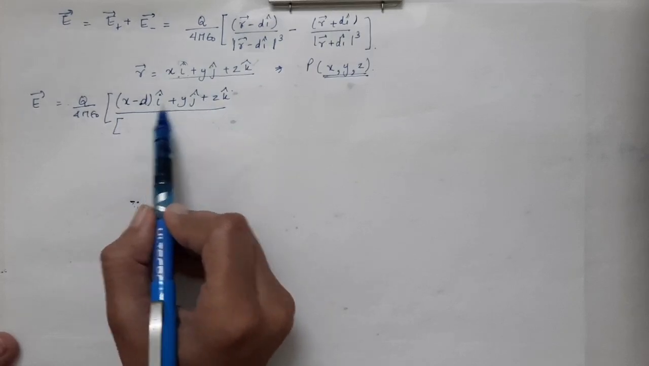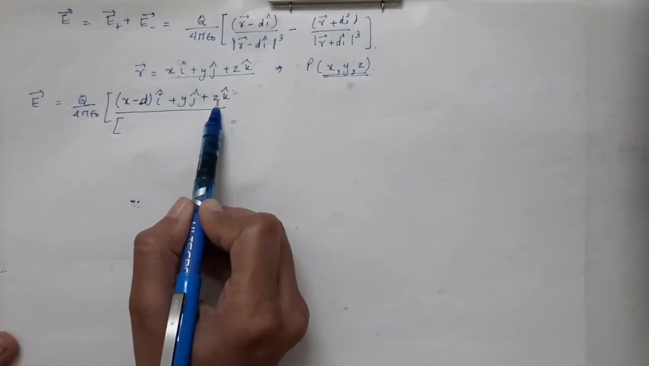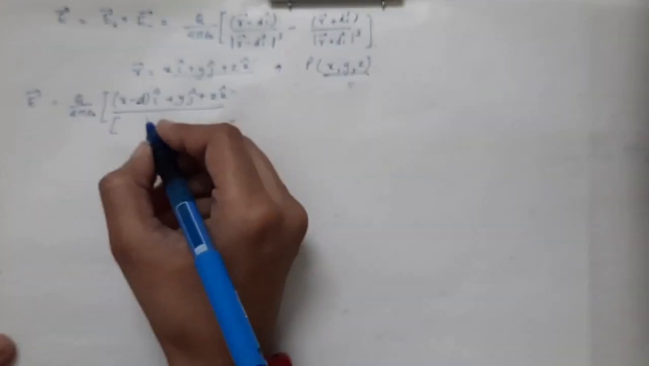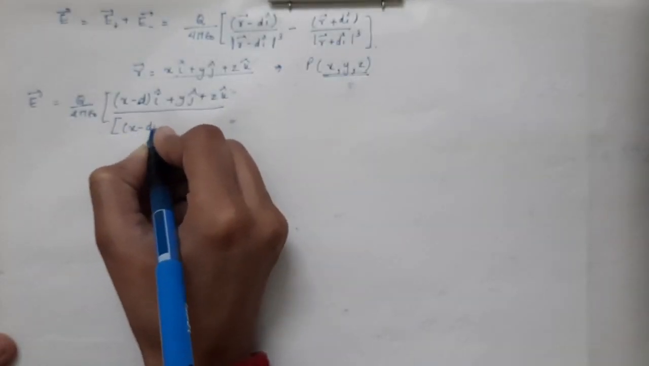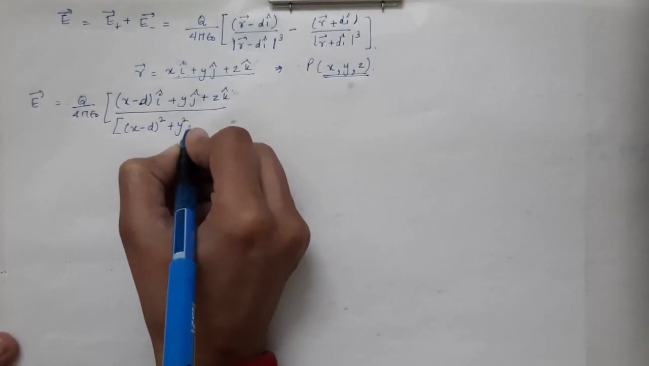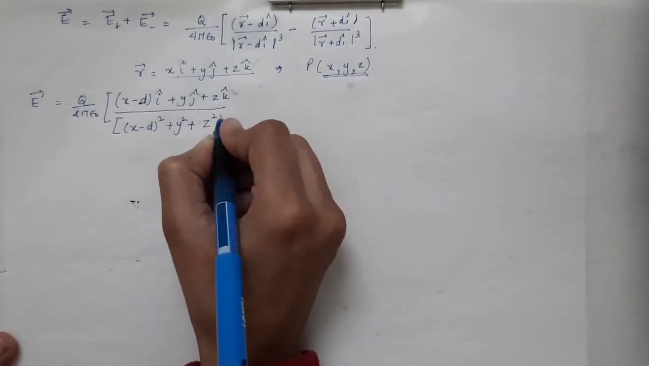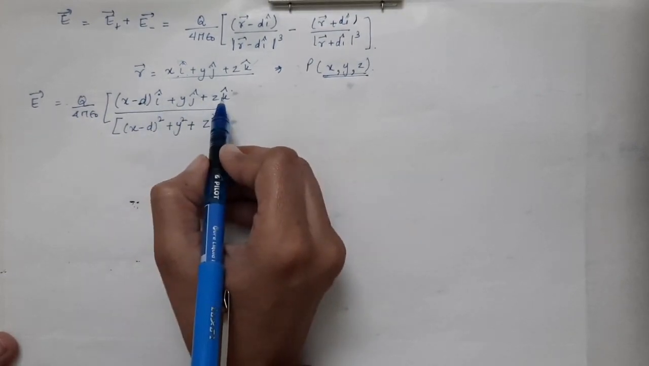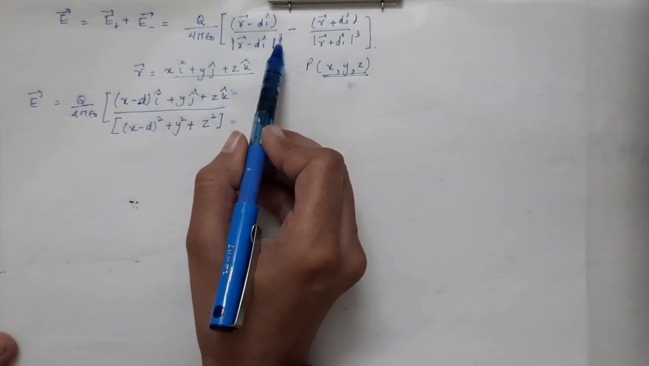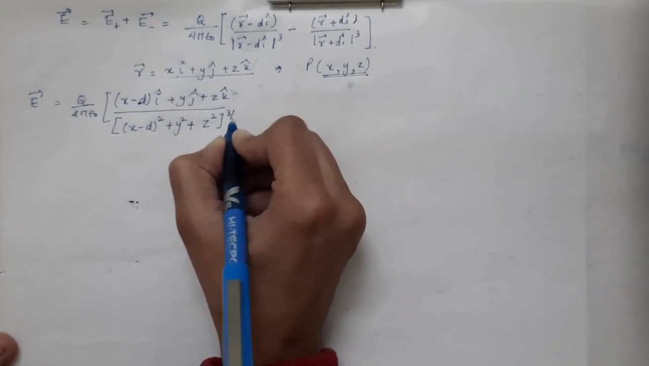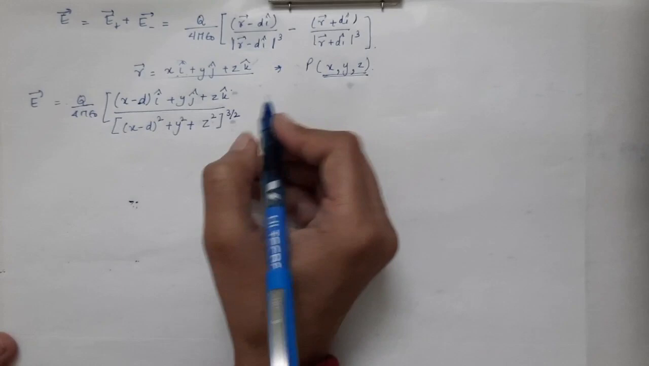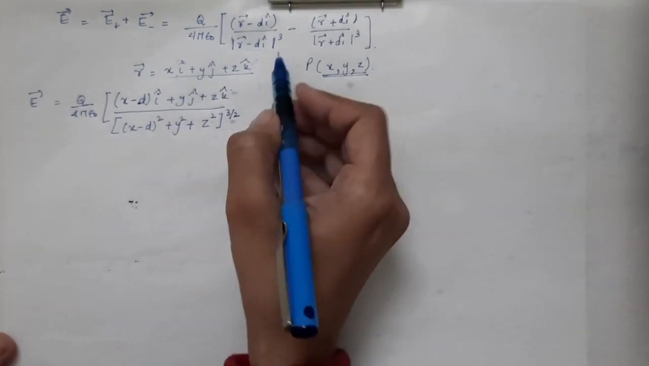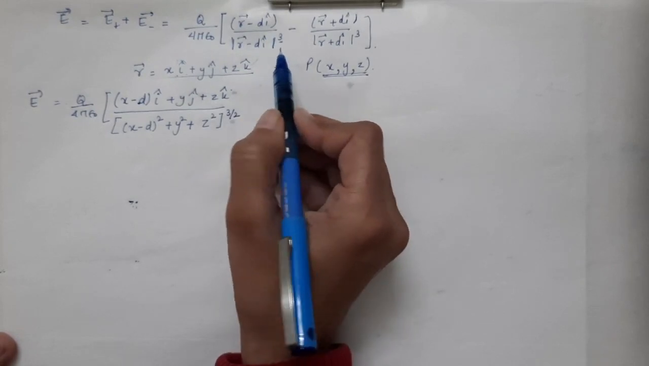So the magnitude is nothing but x minus d whole square plus y square plus z square, power 1 by 2. So here we have the x component, y component, z component. So how do we find the magnitude? The magnitude is found as x minus d whole square plus y square plus z square, power 1 by 2. That will be the magnitude of the vector which is in the numerator. But we also have the cube, so we will get 3 by 2 in the denominator. So 1 by 2 comes from the magnitude factor and the cube comes from the factor which is already there.